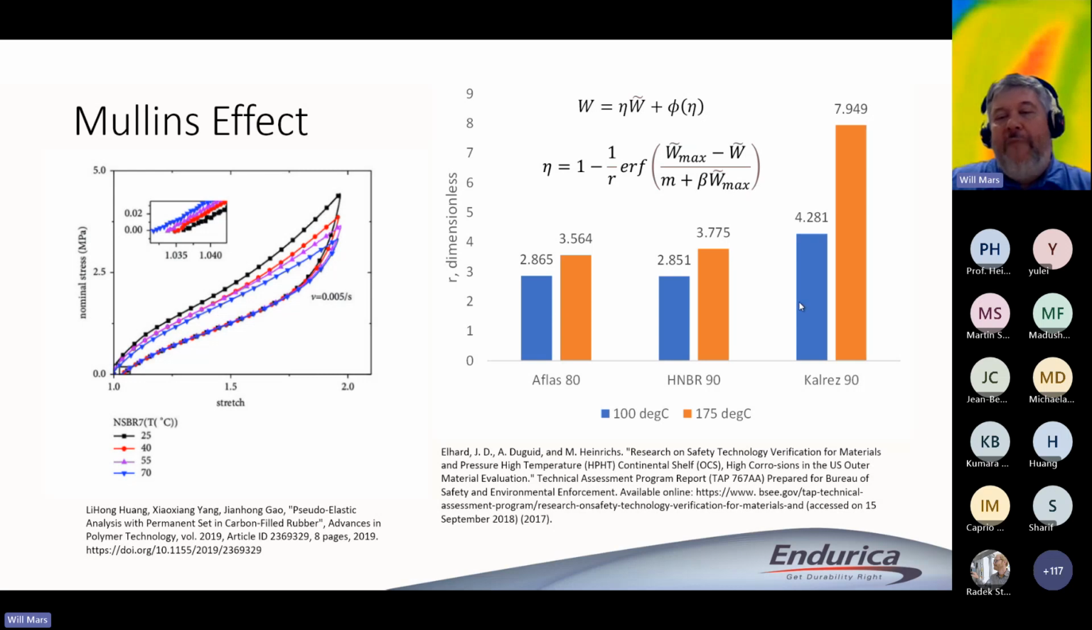And what I wanted to emphasize with this graphic was the blue bars correspond to a lower temperature. The orange bar corresponds to a higher temperature. In this case, 100 and 175 degrees Celsius. And just like we saw on the left, you're seeing that as you increase the temperature, the Mullins effect is decreasing. I should note that as R gets bigger, the Mullins effect gets smaller. So these two sets of results are really indicating the same kind of thing. All right.